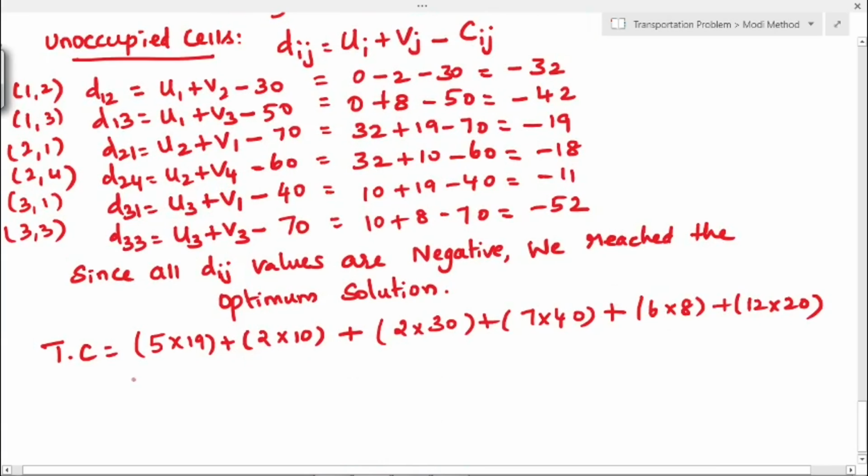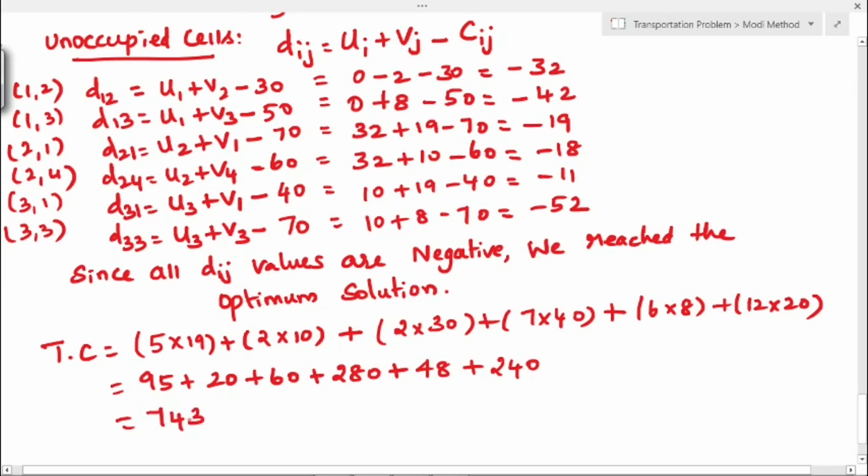So multiply all the values. First 5 into 19 is 95, plus 20, plus 2 into 30 is 60, plus 280, plus 6 into 8 is 48, plus 12 into 20 is 240. If you add all the values, you will get 743. This is the transportation cost value by using the MODI method. Thank you.